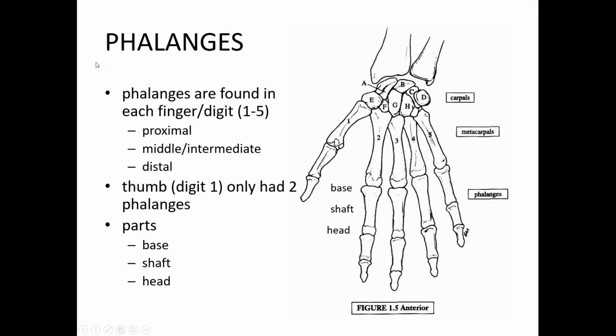So the phalanges, just like the foot, right? The thumb is the equivalent of your big toe, and it only had 2 phalanges. Same thing with your thumb. The rest of your fingers have 3 phalanges, and they all have a base, a shaft, and a head. So you see the parallel, how your thumb only has 2, but your fingers each have 3.